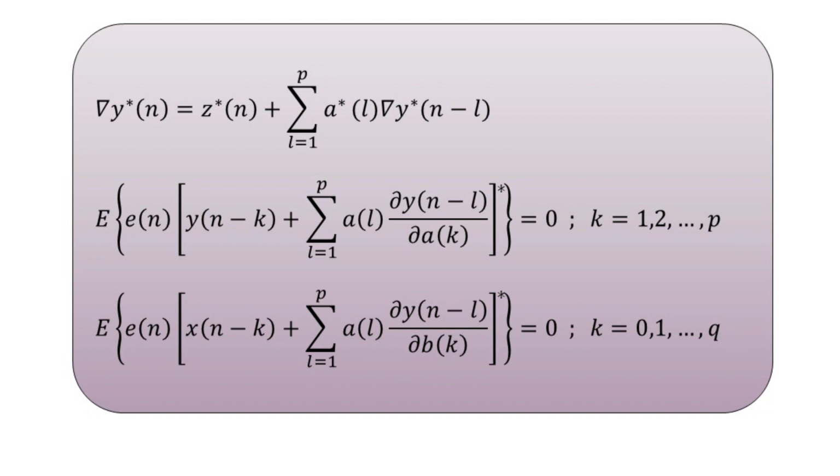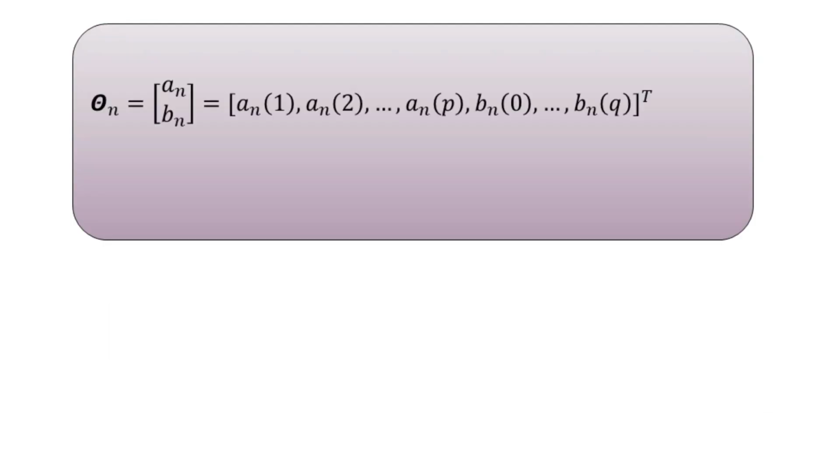Here, with capital theta suffix n, the estimate of the solution at time small n can be represented. Capital theta suffix n is equal to the column matrix where we have the first element vector a suffix n and the second element vector b suffix n, which is actually in transpose form a row vector. We have an of 1, an of 2, an of 3, this way up to an of p, followed by bn of 0, bn of 1, bn of 2 up to bn of q.